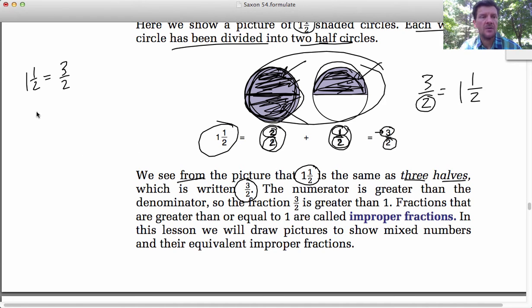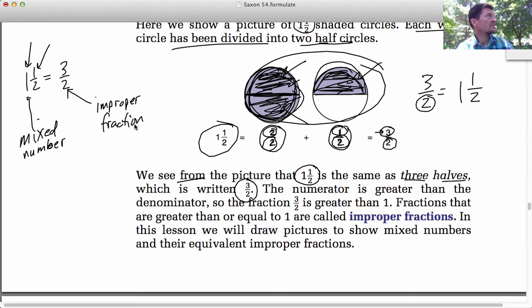And that's what we're talking about when we talk about a mixed number. So this is a mixed number because it has two parts to it. It has the whole number, the 1, and then it has a fraction part. So it's kind of mixed. It has two different looking numbers to it. And then this 3/2 is called an improper fraction. But they have exactly the same value. They just have two different ways of writing it.